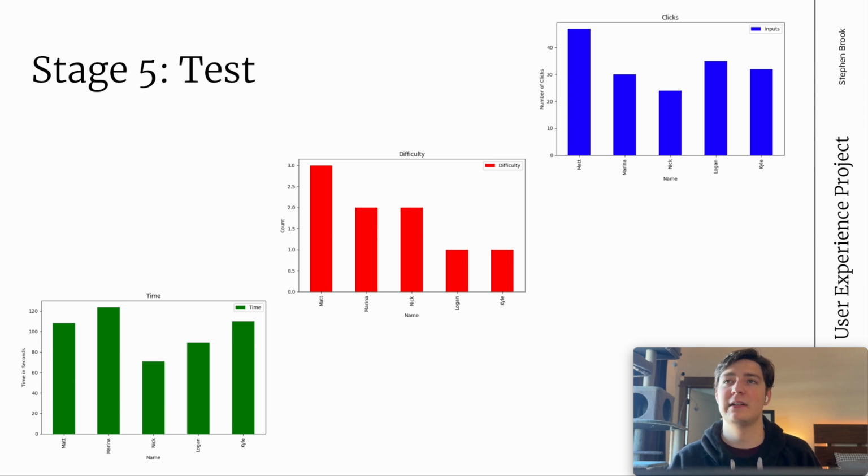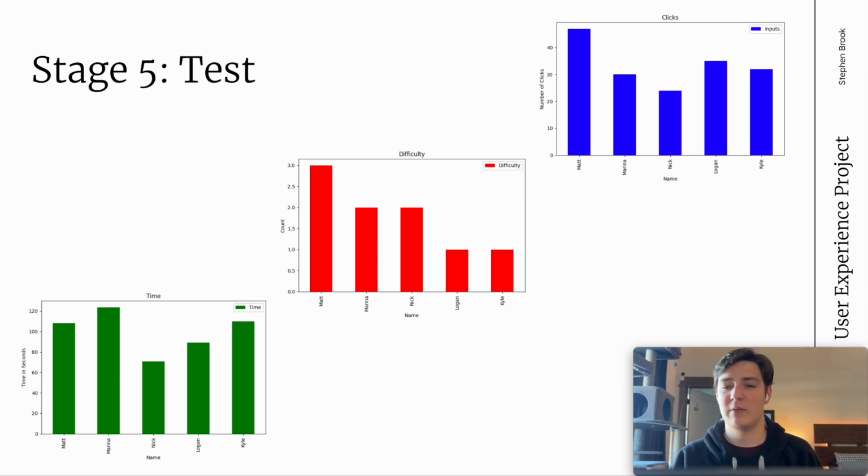So some of the other data I collected here, as you can see, I've got on the top right clicks, so that's the number of inputs. And you can see that there's one subject who has an unusually high number of clicks, and you'll see that that subject also gave it a higher difficulty rating than everybody else.